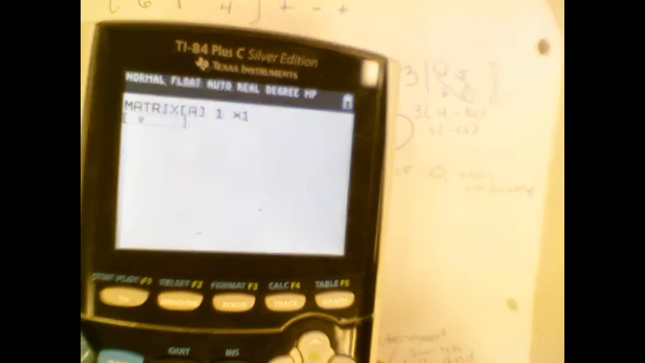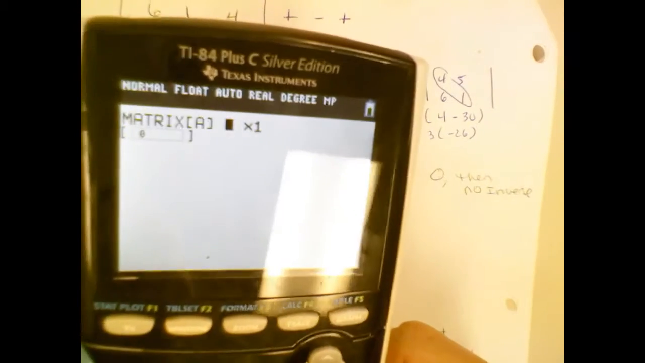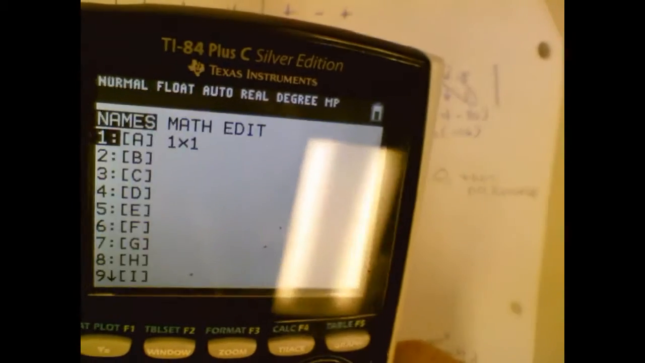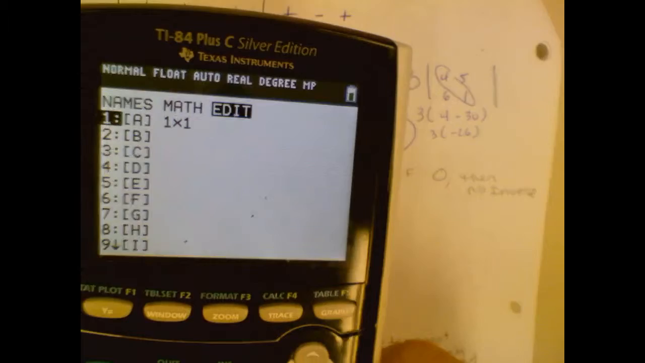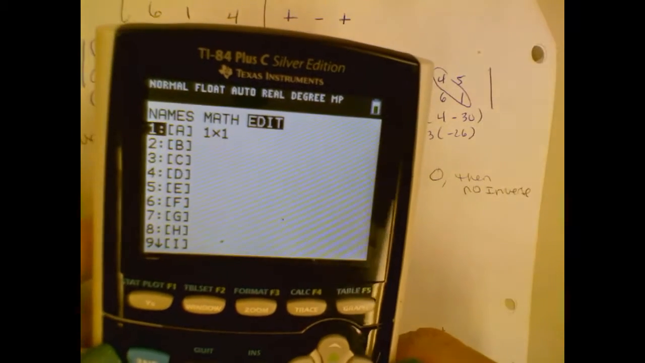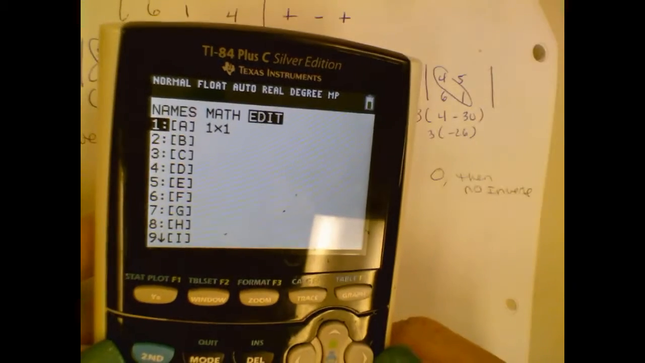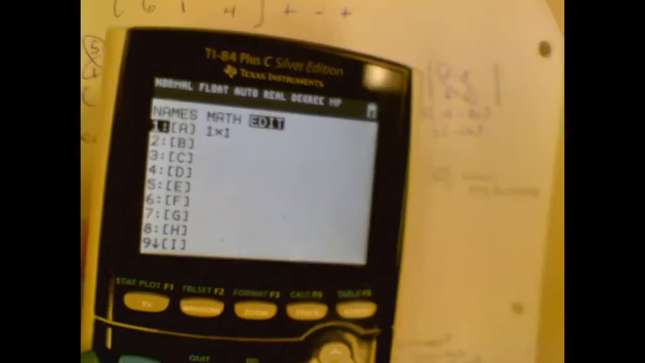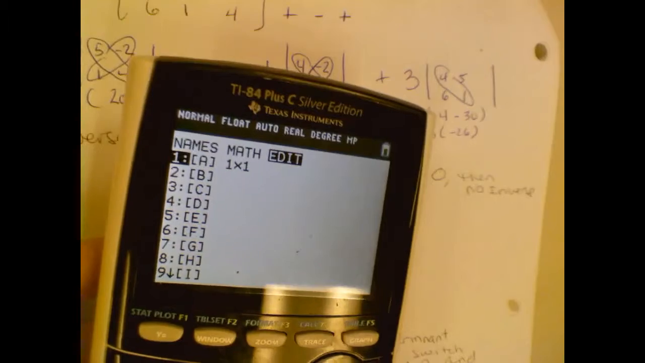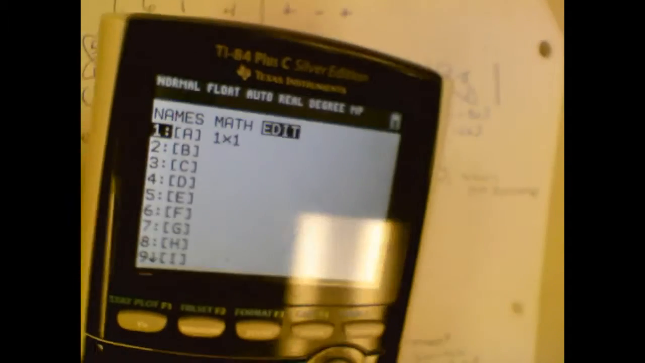Guys, by the way, did I show you this yesterday? When you go to edit, how many people have matrices in here right now? Who has a bunch of matrices? Did I show you how to delete these? I'm going to show you right now. How many people hate typing over the old ones? Does that bother you? It bothers me too. So I'm going to show you how to delete these.